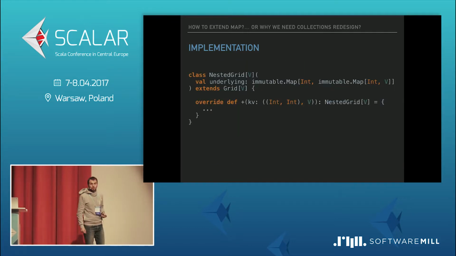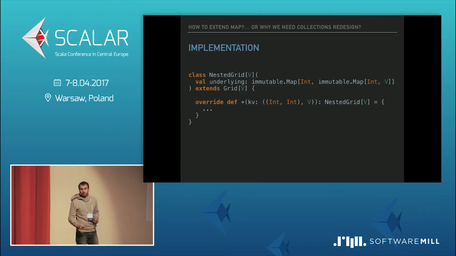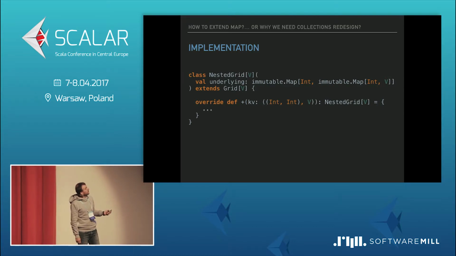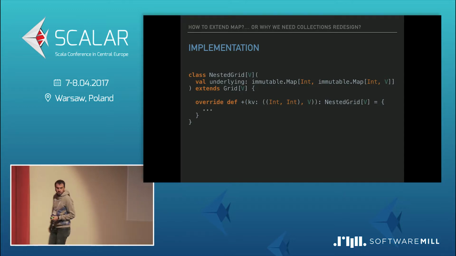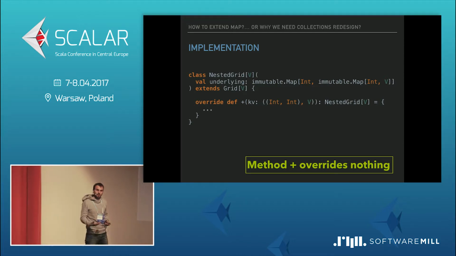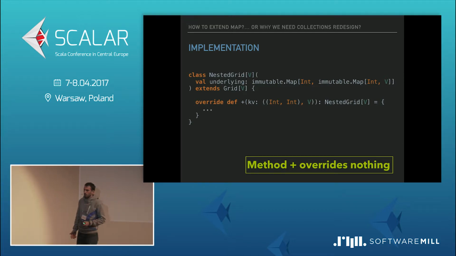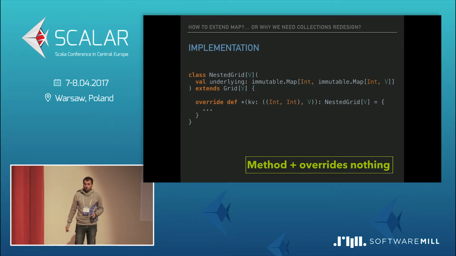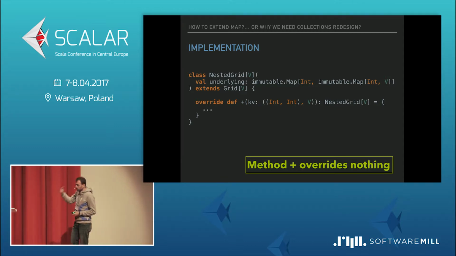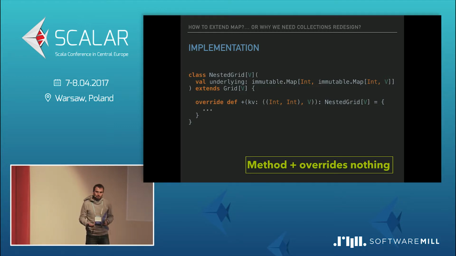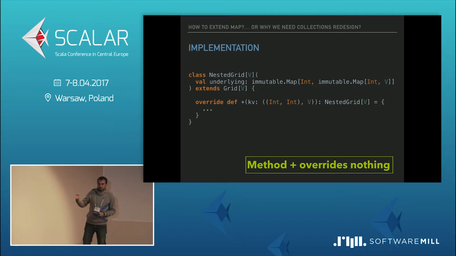And now the last method we need to implement according to IntelliJ, the plus method. So we try to add a key value of type pair of integers and V, and since all is ready, what do we get? Oh, compile error. Method plus overrides nothing. Why? But IntelliJ, what did you do to me? You generated the definition for me. So actually, if you go deeper, you realize that immutable map is covariant for type V.